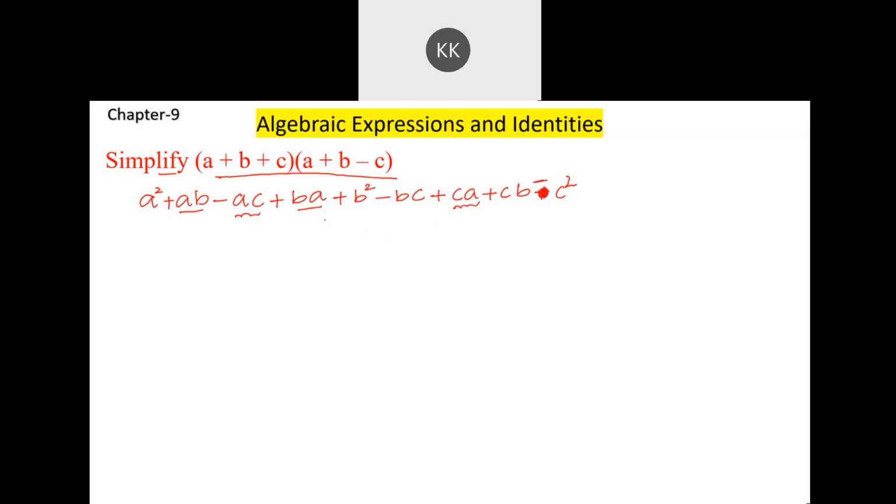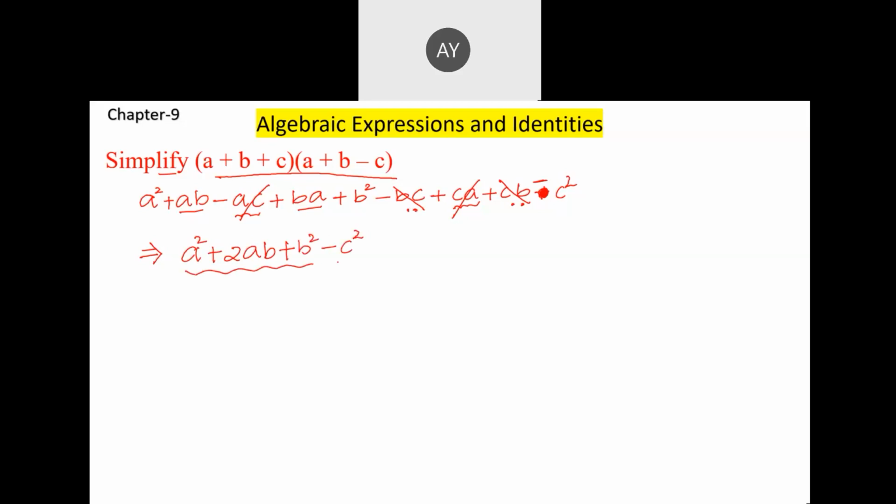Now you just observe, there are like terms. On observing, it is very clear that one of them is positive, another is negative in a few cases. This is minus AC plus AC, the sum becomes 0. AB and BA are the same, so plus sign is 2AB. A square minus C square. This cancels. The final result is A square plus 2AB plus B square minus C square.